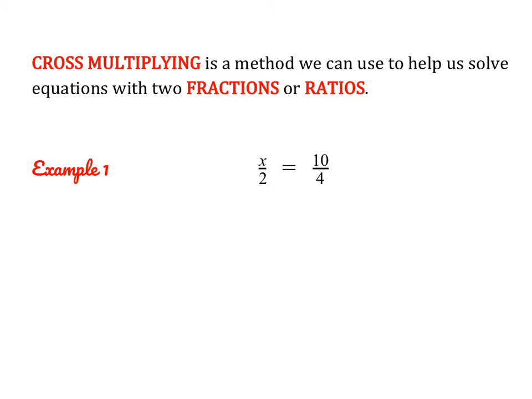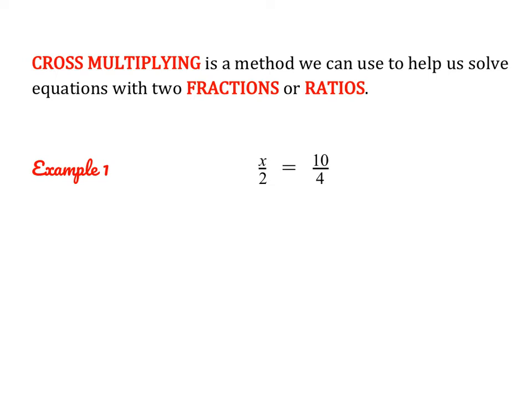So cross multiplying is a method that we can use to help us solve equations that have two fractions or ratios, which is really just another way to name a fraction. So here in example 1, you could see that we have two fractions or ratios that are equal to each other. So we have x divided by 2 is equal to 10 divided by 4. So when you have a situation like this, we can cross multiply.